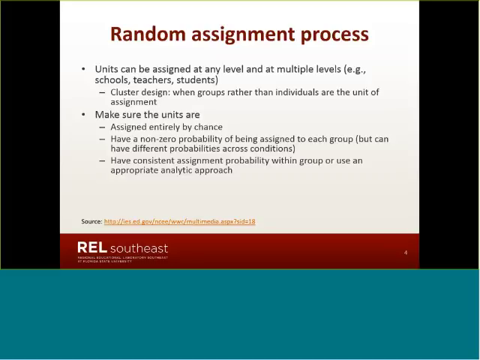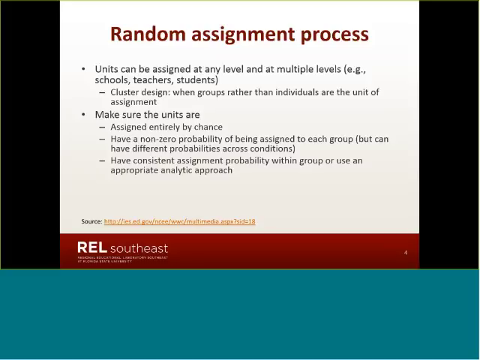So what we need to do then when you're conducting the random assignment is to make sure the units, as I mentioned, teachers, schools, students, are assigned entirely by chance. Make sure that each unit or each individual, depending on the level of random assignment, has a non-zero probability of being assigned to each study group. So, for example, each individual has a 50% chance of being assigned to treatment or 50% assigned to the control comparison condition.